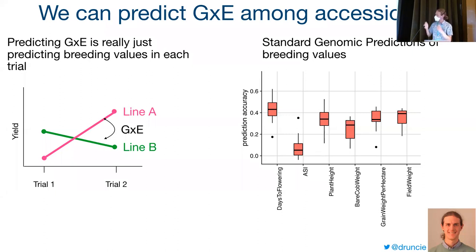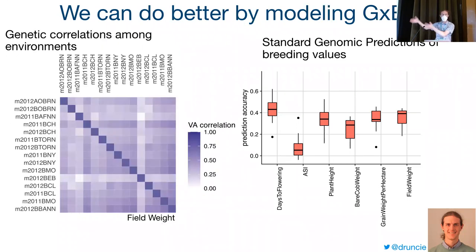But we should be able to do better than this by accounting for the correlations among trials. I showed you that I have estimates of the correlation among trials from MegaLMM. So if we use MegaLMM to do these predictions, whenever there are trials that are moderately correlated with each other, we should get better predictions in all of those by sharing information across them.